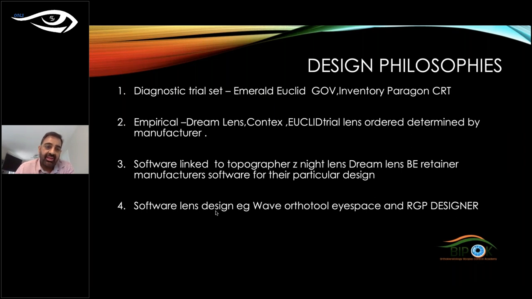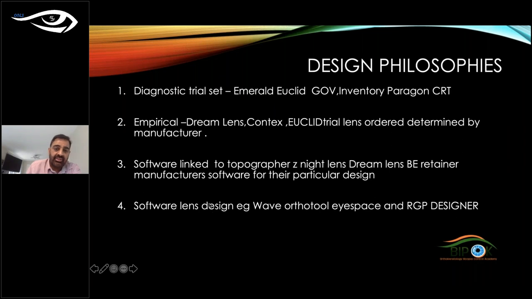Now, the other way is to use an empirical way. The lenses that are available are Dream Lens, Context, Euclid Trial Lens Ordered. These lenses are ordered by you giving certain data to the manufacturer, like HVID, base curve, and the actual refractive power, and they then send you a lens. Once you put the lens on, if it's not fitting properly, you can send the information to the manufacturers or the technicians, who will help guide you to the right fitting, and they will change the parameters for you. But here you're not in control. They are taking the control. Again, it's not a bad system. I've tried all those systems too.